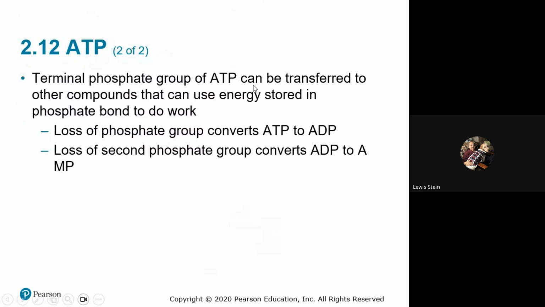So that terminal phosphate can be transferred to other compounds that can use energy stored in the phosphate bond to do work. Loss of the phosphate goes from, and we use the acronym ATP, triphosphate, to ADP, di or 2-phosphate. And then ADP, if we lose another one, AMP. It'd be nice if they put that all together on the PowerPoint, but they don't.